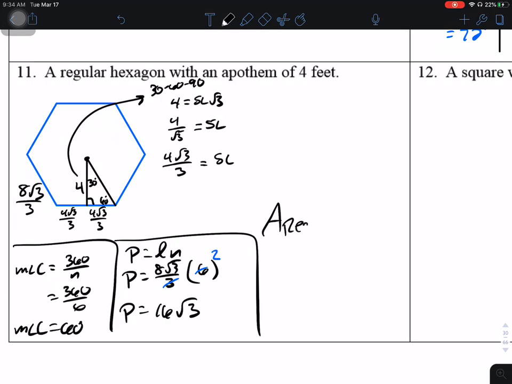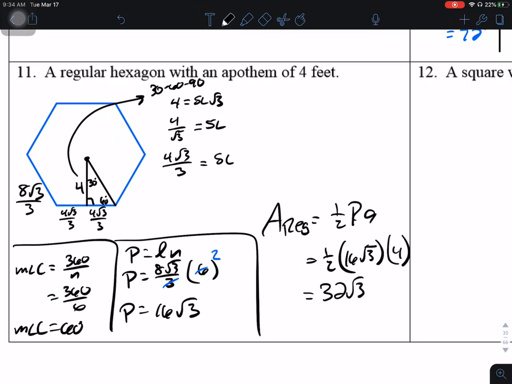So to find the area of this regular figure, it's half the perimeter times the apothem. The perimeter is 16 square roots of 3. The apothem, we were told straight out the gate, was 4. That's going to give us 32 square roots of 3, and the units here are square feet.